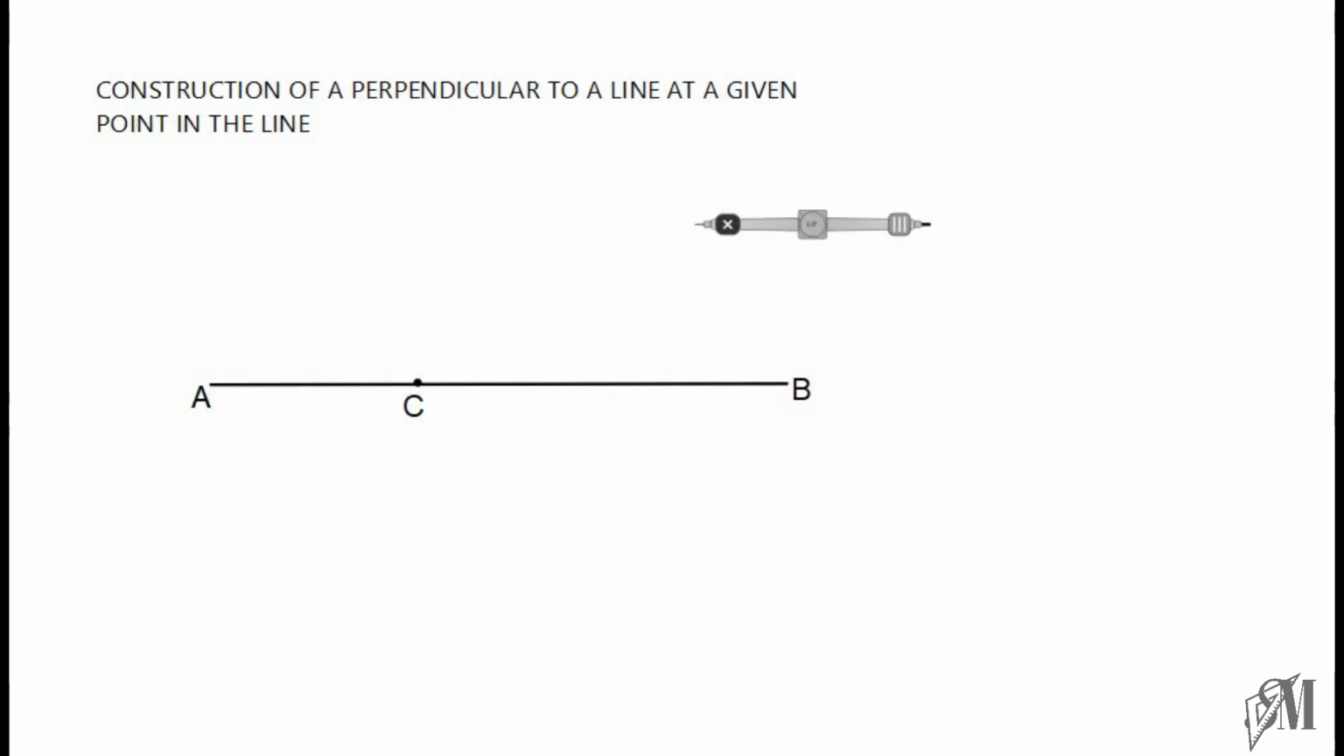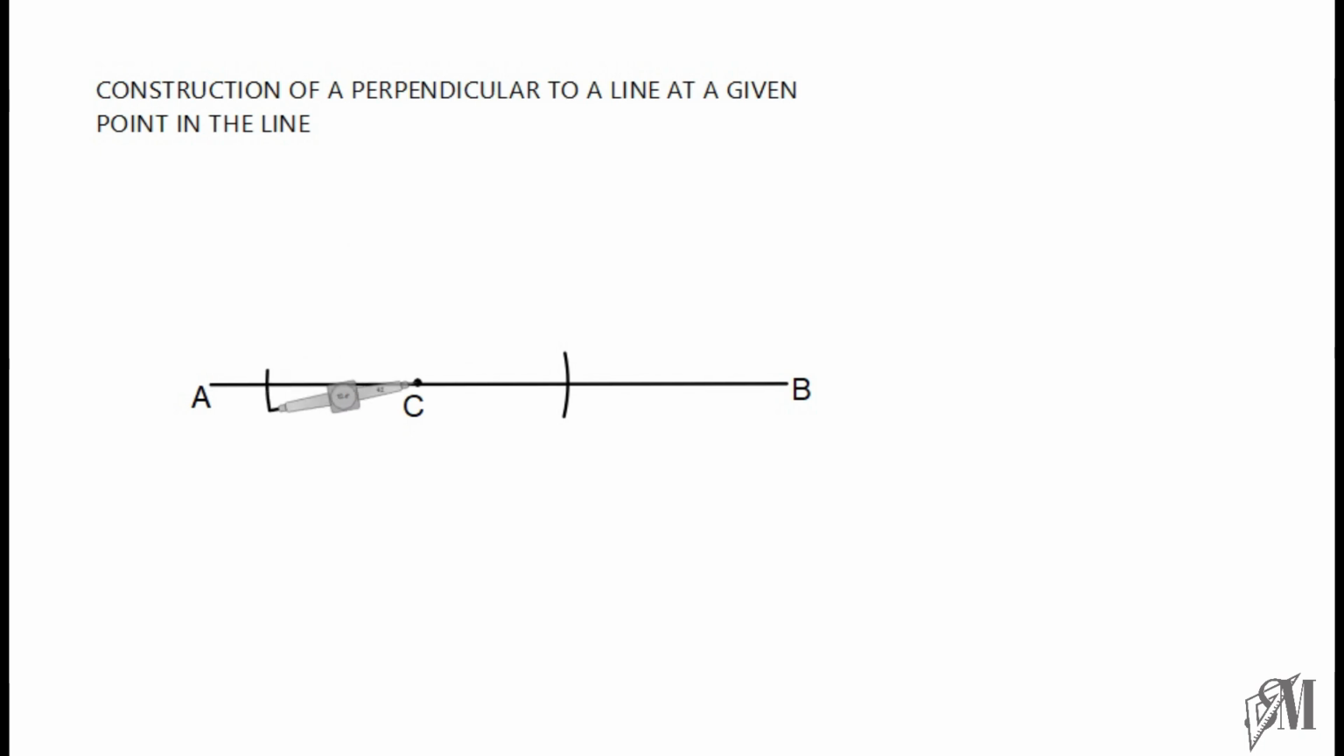Under perpendiculars, first of all, we are going to see how to construct a perpendicular to a line at a given point in the line. So here you see the line AB and the point C. We are going to construct a perpendicular to AB through C. First step is keep your compass on C like this and mark two arcs on either side of C like this.